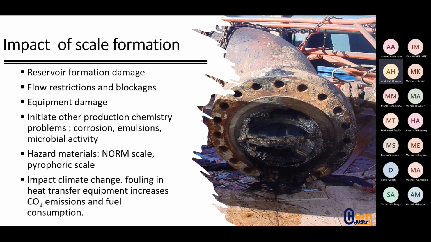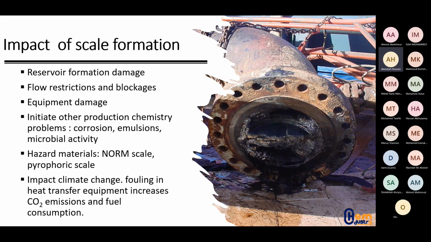flow restrictions and blockages, and we also have this problem when the scale can cause other production chemistry issues, such as they can induce corrosion, such as the under deposit corrosion, or they can increase the kinetics of the corrosion. They also can stabilize emulsions, and they also can be a good environment for the microbial activity. On top of this, scale can be hazardous materials such as the NORM scale, and also can be pyrophoric scale.